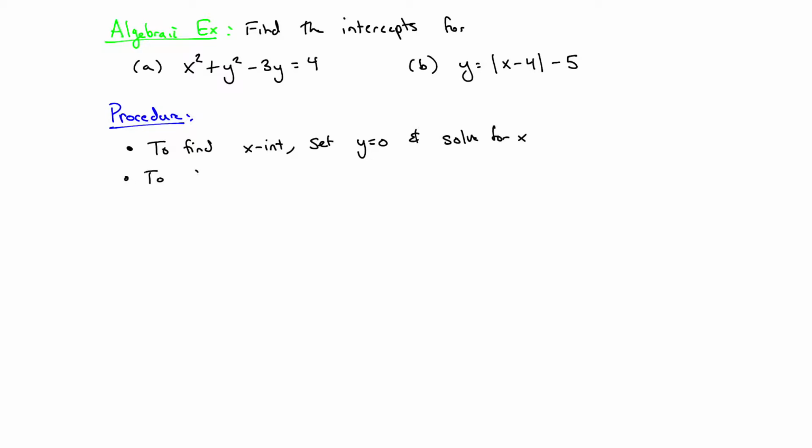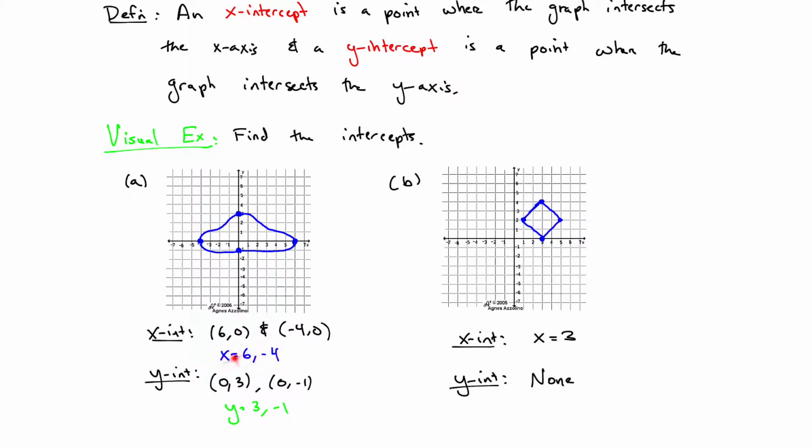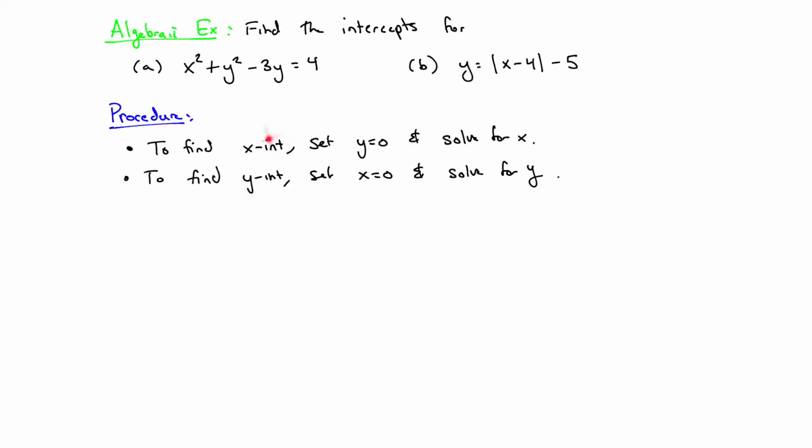To find y-intercepts, set x equal to 0 and solve for y. My apologies. And that's kind of a nice thing. If you have trouble remembering it, just remember, if you want to find an x-intercept, you need to find an x value, right? We said the x-intercepts were x equals 6 and negative 4. The y-intercepts were y equals 3 and negative 1. So you want to solve for x with x-intercepts, solve for y with y-intercepts. And what I mean by solve is by any means necessary, by factoring, by using all the properties we know and love, and everything like that.